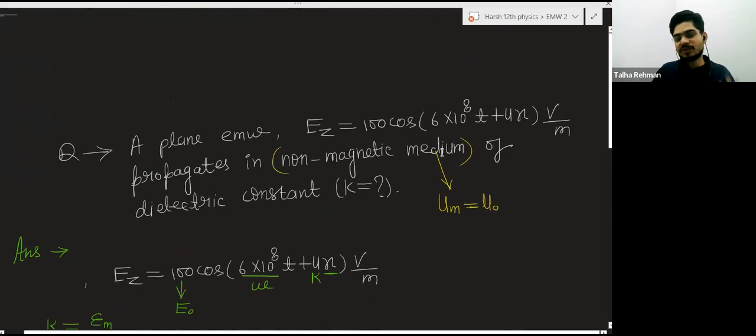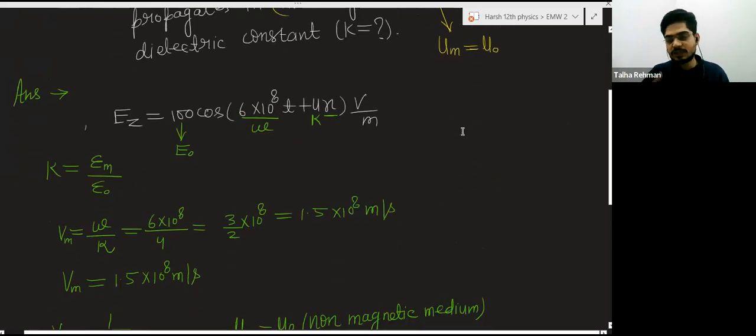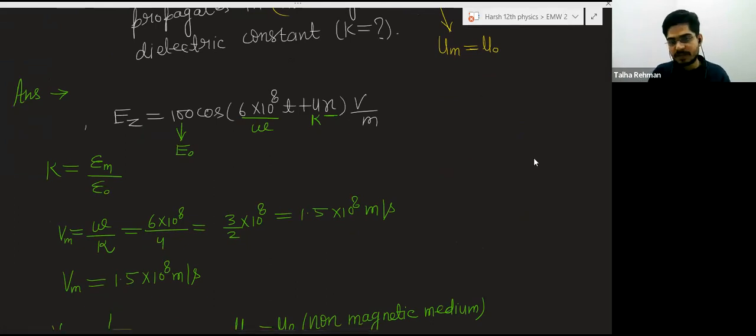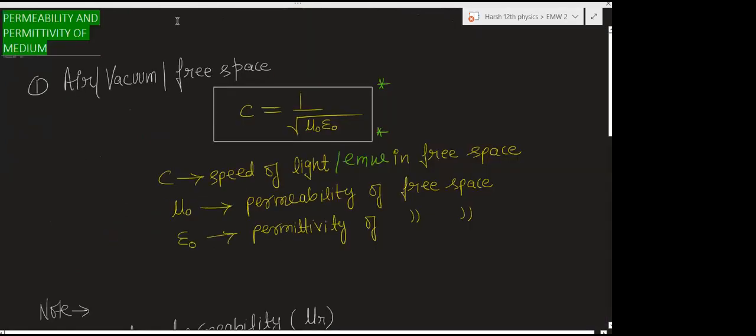So dielectric constant will not have any unit, because dielectric constant is the ratio of the permittivity of the medium to the permittivity of the free space. Okay, now you can just write.